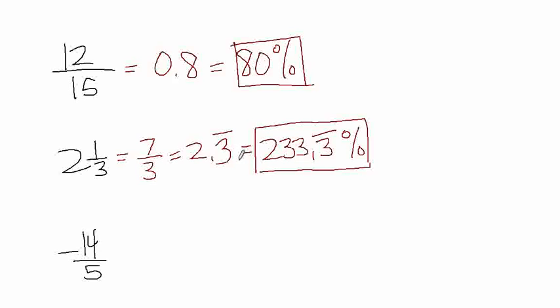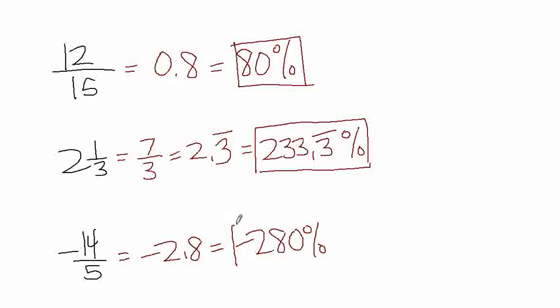All right. And then for the last one, you can do the long division and you will get minus 2.8. And then moving the decimal point 2 hops to the right will give minus 280%. All right.